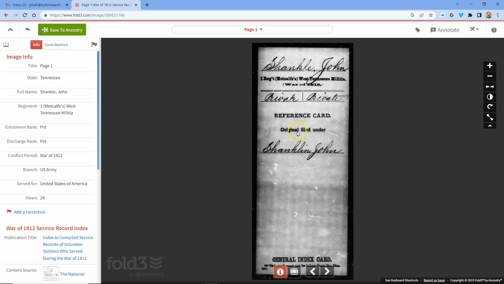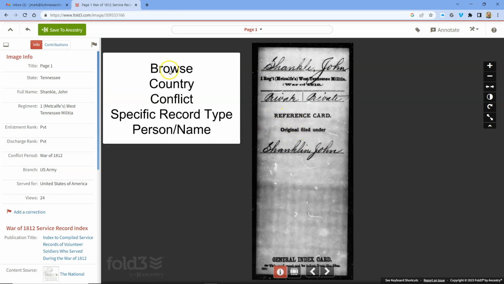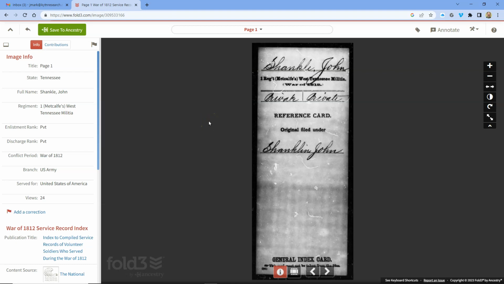So basically what I did is I went to Browse, US, and then the conflict that I wanted to follow, and then I looked at the various record groups. And from that point, that led me to the records that existed. Particularly if I'm having a problem with spelling, or I just want to look at all the people of that surname. Or if I know particularly that they're part of a particular group, that might help me narrow it down.